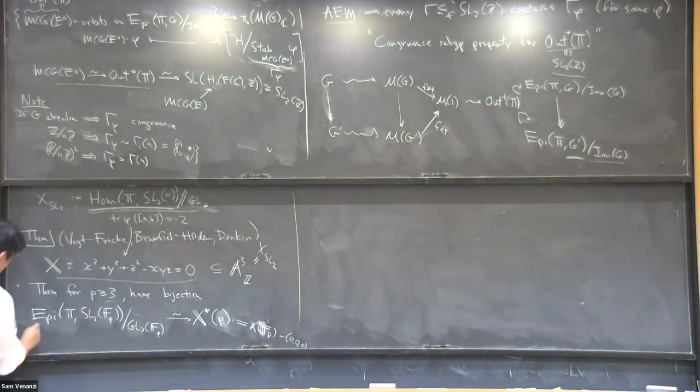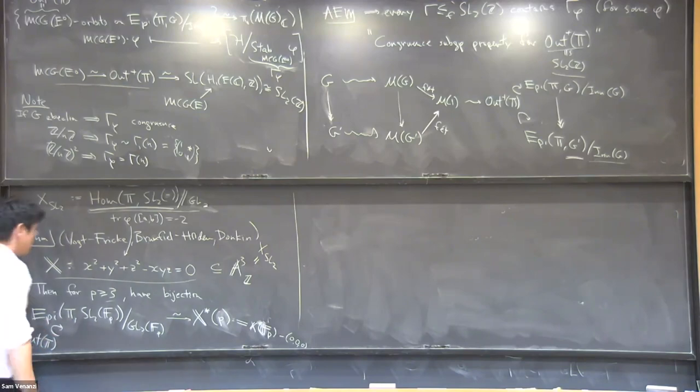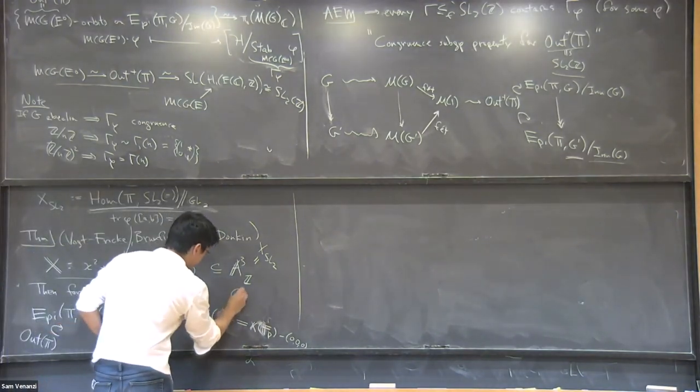Now, as sort of described in Goldman's talk, we also have an action of Out(π) acting on the set on the left. In fact, it just acts by precomposition. So given any surjection, you precompose with some automorphism of π up to conjugation, and then you get an action on this. From this bijection, this also gives you an action of Out(π) on the Markov surface.